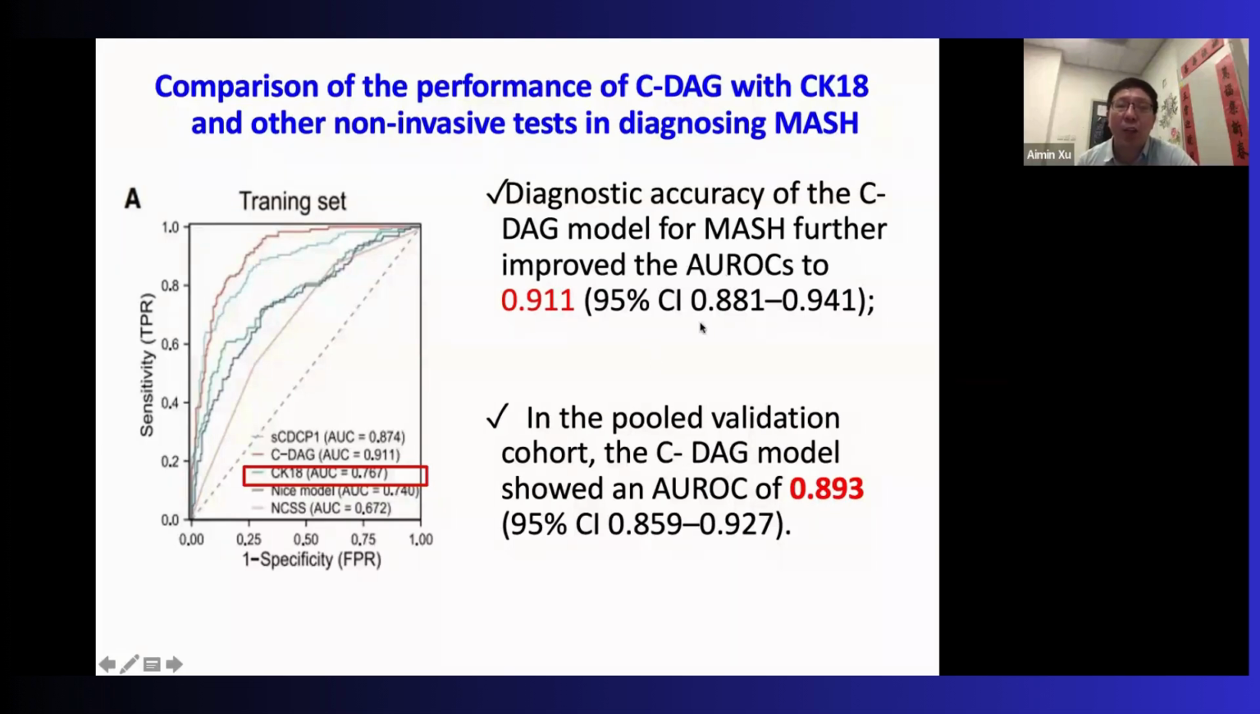validation cohort. It's a very robust biomarker, and we are trying to validate it independently in collaboration with others.